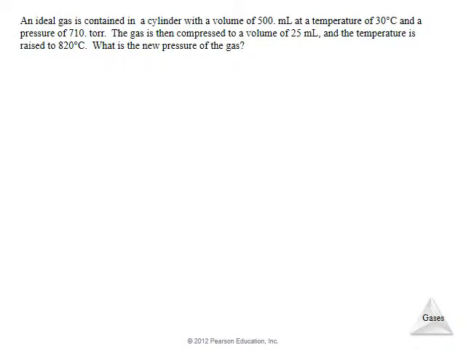All right, here's another problem, and then I'm going to stop after this one, and it'll be your turn to do some practice. So this one says an ideal gas is contained in a cylinder with a volume of 500 milliliters at a temperature of 30 degrees Celsius and a pressure of 710 torr. The gas is then compressed to a volume of 25 milliliters and the temperature is raised to 820 degrees Celsius.